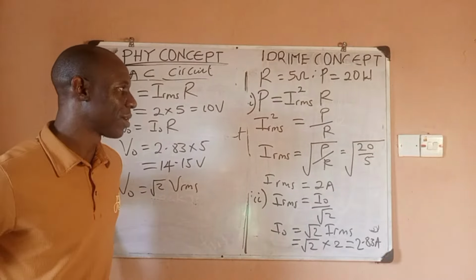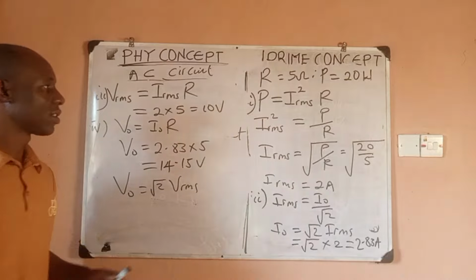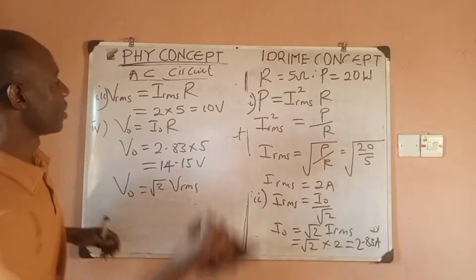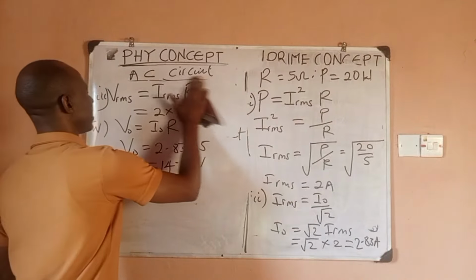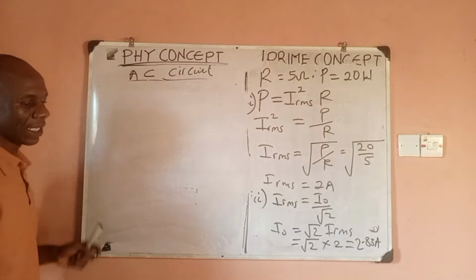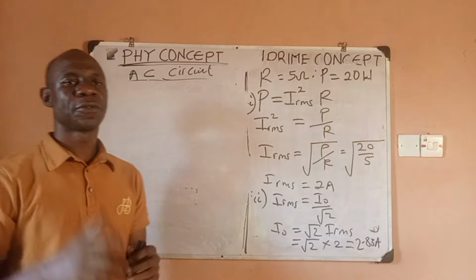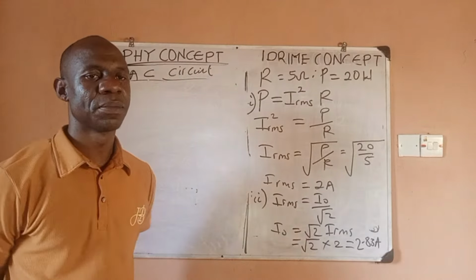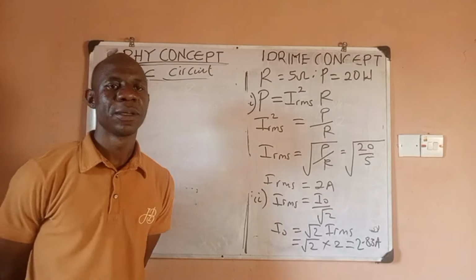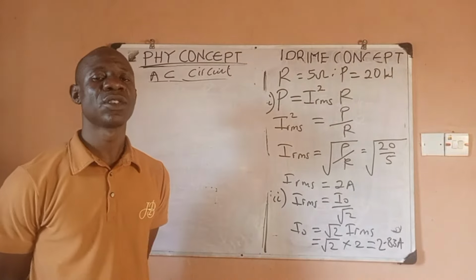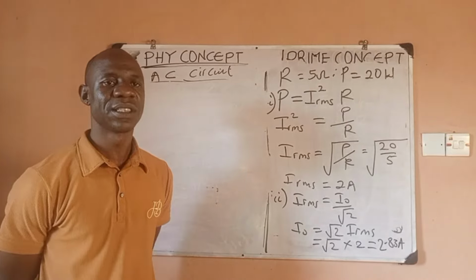Okay, so let me summarize. So just screenshot this. So we're done with this. Now the next thing you want to know is that AC circuits, you can have different arrangements for an AC circuit. You can have purely resistive circuits. What do you need to know about a purely resistive circuit? A purely resistive circuit is a circuit that contains only a resistor. That is a purely resistive circuit.